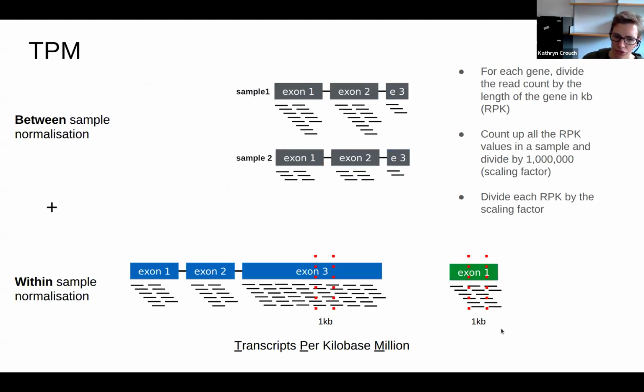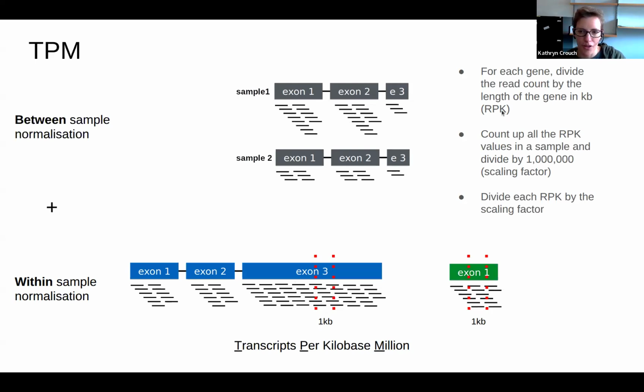So the way we do this is something called TPM, or transcripts per kilobase million. And that is a normalization method that is accounting for both of those two things, both the between sample normalization and the within sample normalization. So the way we do this is for each gene, we're going to count the total number of reads, and we're going to divide that count by the length of the gene in kilobases. And that part is doing our within sample normalization. That gives us a value that we call the reads per kilobase, or RPK.